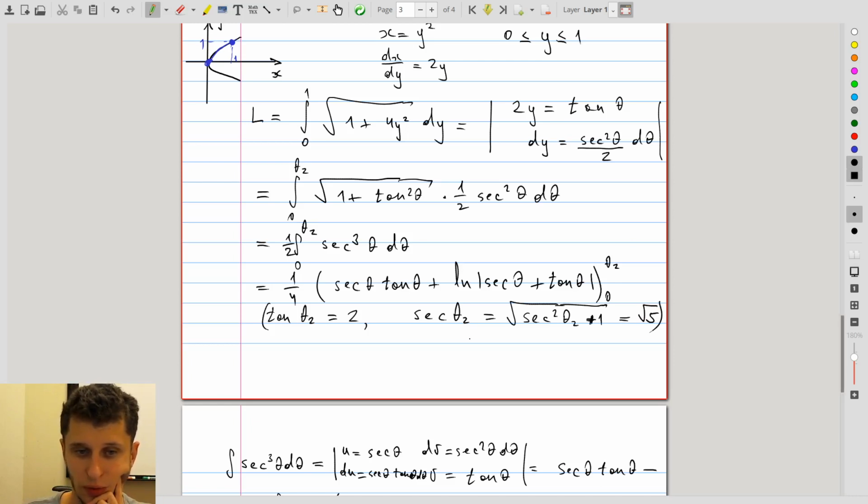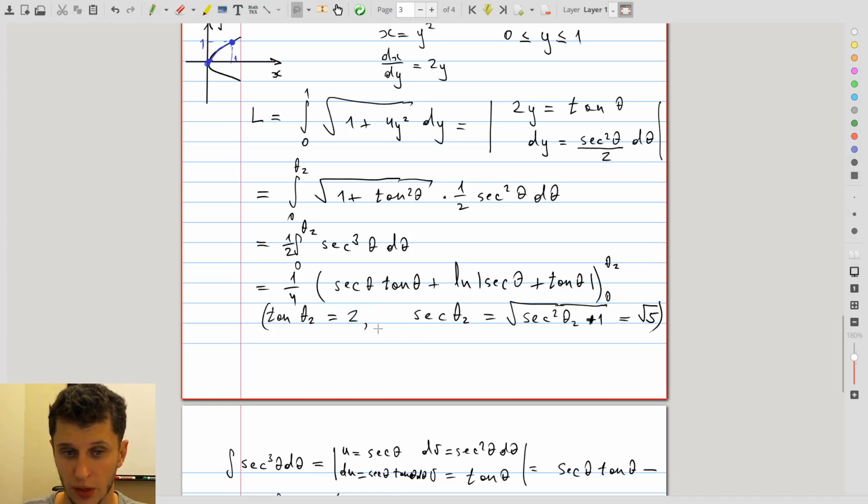Good. So what do I see now? Well, I know the value of tangent of theta 2. I know the value of secant of theta 2. Now, what is the value of this expression for theta equals 0? Well, when theta is 0, the first term vanishes because I have tangent of 0. For the second term, on the other hand, I have log of the absolute value of secant of 0, which is 1, plus tangent of 0, which is 0. So I have 1 plus 0, and then I have log of 1. So the second term here also vanishes for theta equals 0.